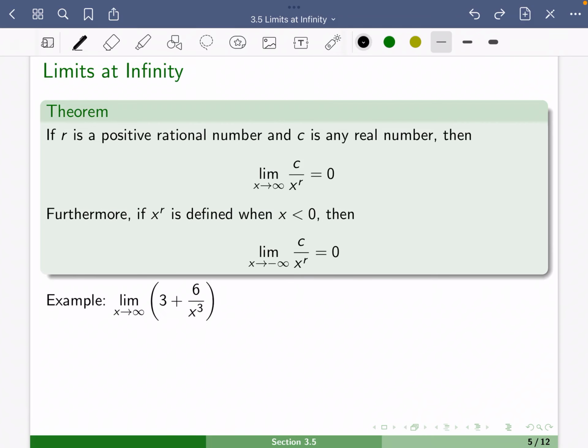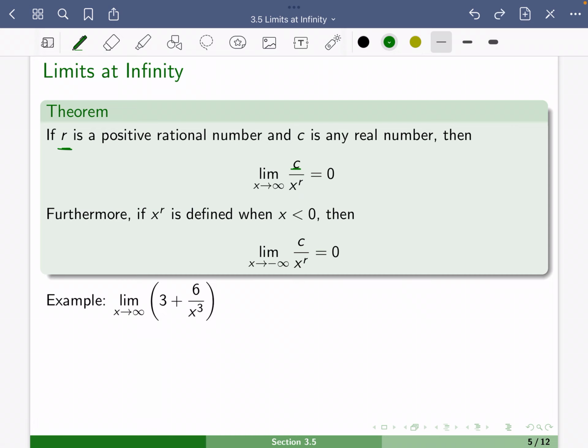In this video, we're going to take a look at some methods that we can analytically solve some limits at infinity. So here we have this theorem that we are going to use. If r is a positive rational number, so something that can be written as a fraction, and c is any real number, then the limit as x goes to infinity of c over x raised to the r is equal to 0.